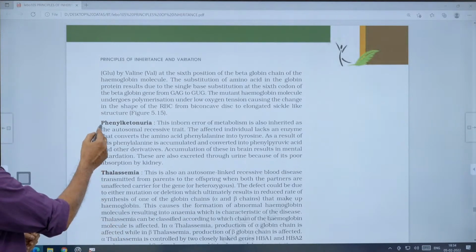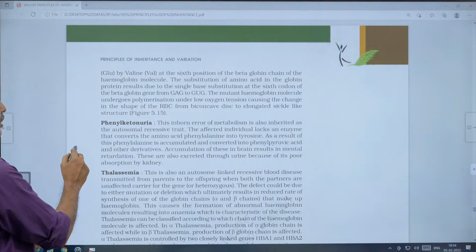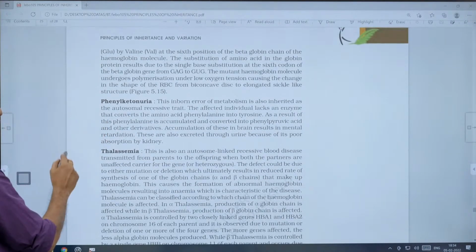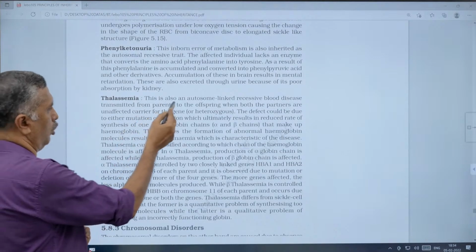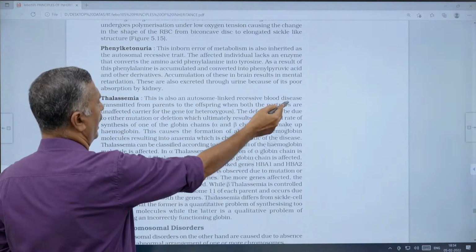And it is connected with chromosome number 12. Phenylketonuria is connected with chromosome number 12. The next disorder is called thalassemia. Thalassemia is also an autosomal linked recessive disorder, and it is also a blood disease.